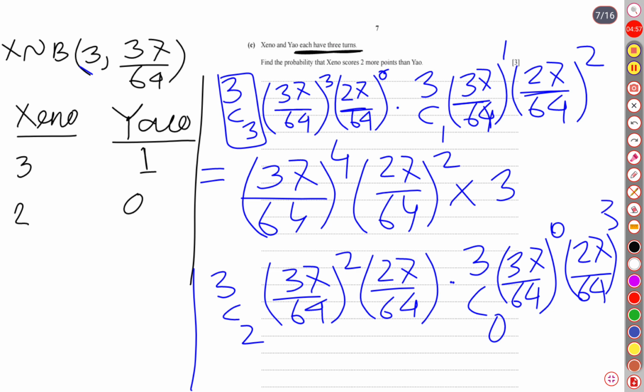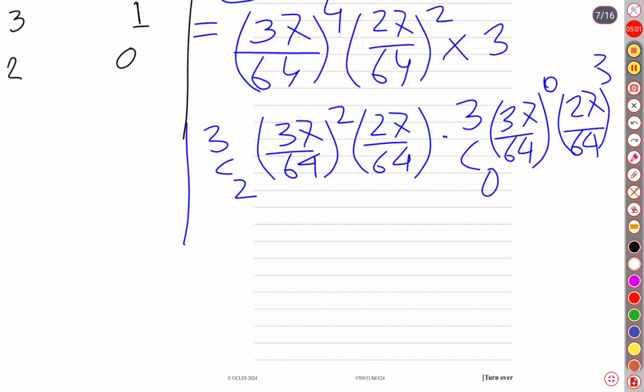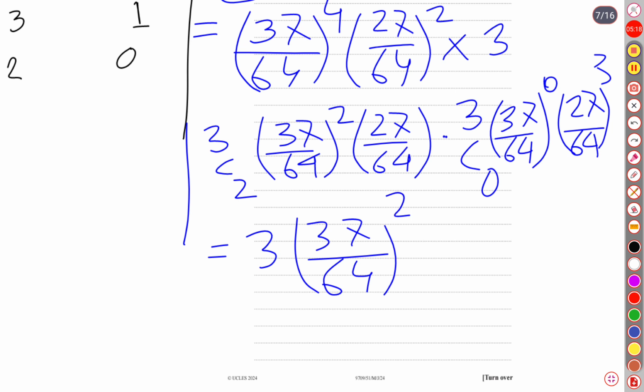So let us calculate this. 3 choose 2 is also 3. You know how to calculate this. Sorry, 3 choose 2 is 3. So 3 into 37 over 64, how many times? 2 times. And 27 over 64, how many times? Here once, and here 3 times, so 4 times. Now 3 choose 0 is also 1, because 3 factorial divided by 3 factorial is 1.